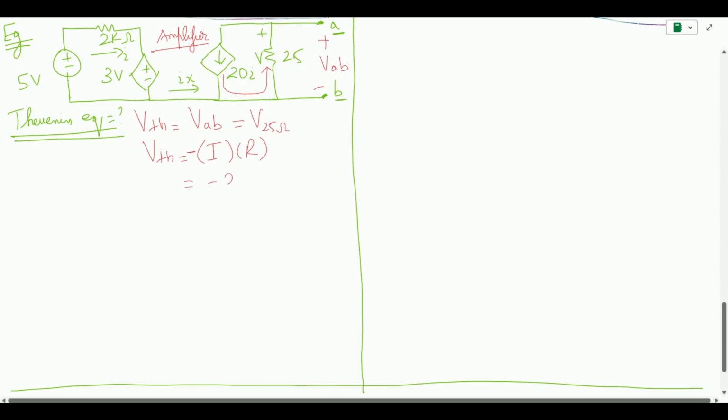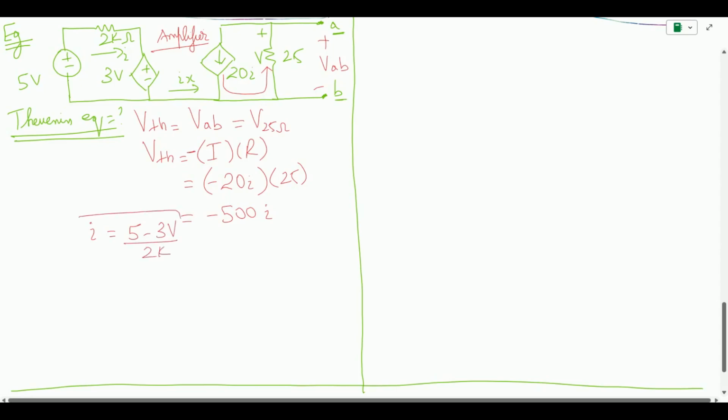So it is going to be minus 20I multiplied by 25 ohm, and it comes out to be minus 500I, and this I is basically appearing over here. This is the I where it is appearing. So what is now I? I is basically V by R, which is 5 minus 3V divided by 2K.